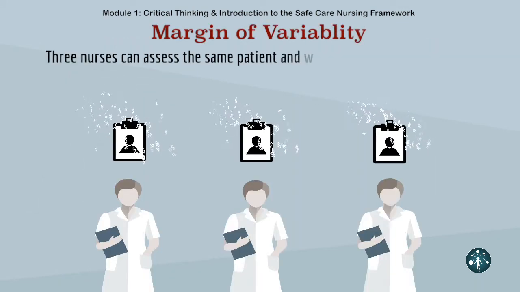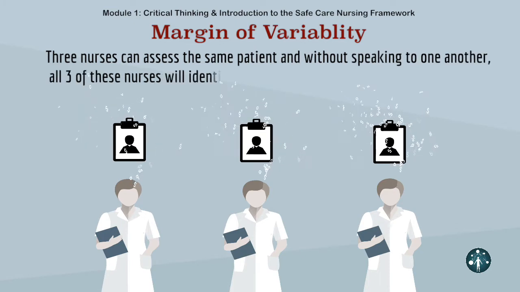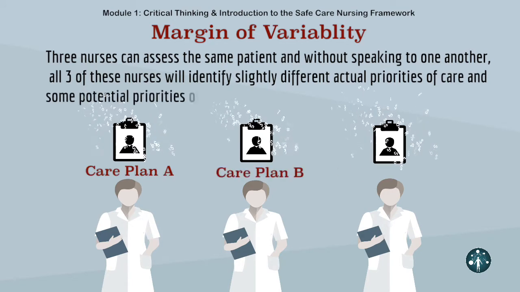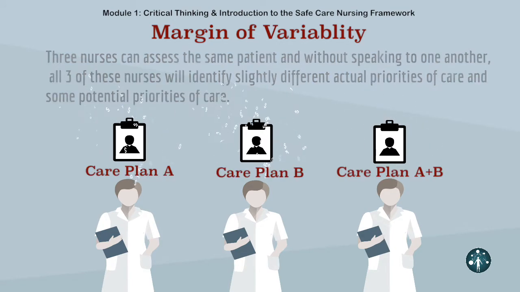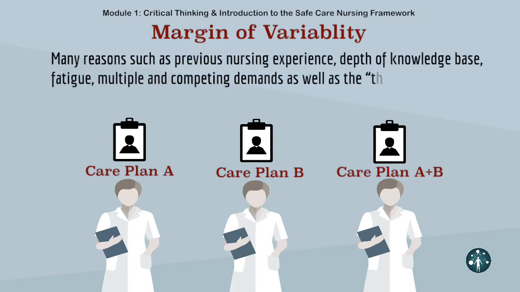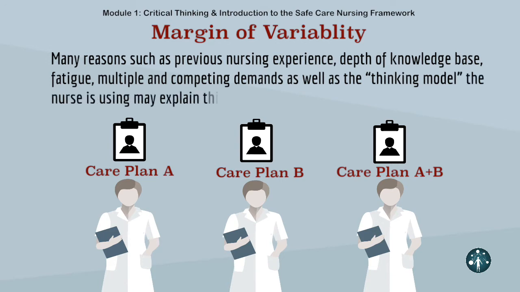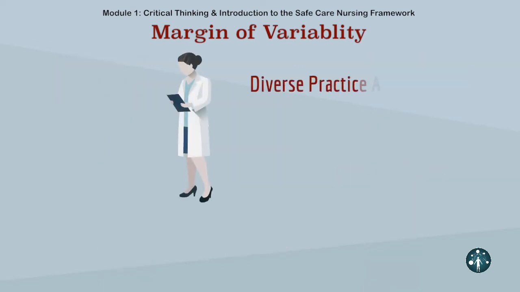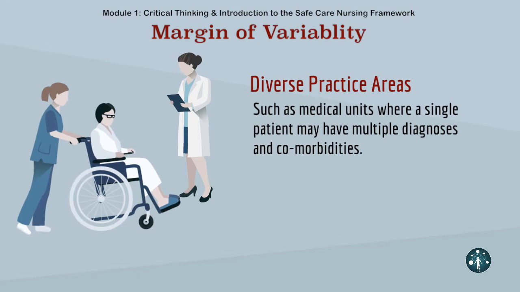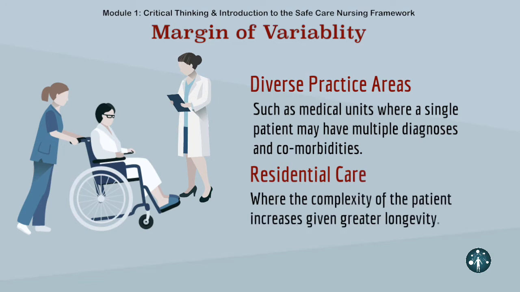3 nurses can assess the same patient, and without speaking to one another, all of these 3 nurses will identify slightly different actual priorities of care and some potential priorities of care. Many reasons such as previous nursing experience, depth of knowledge, fatigue, multiple and competing demands, as well as the thinking model the nurse is using may explain this variability. This is particularly true for diverse practice areas such as medical units where a single patient may have multiple diagnoses and comorbidities, and in residential care where the complexity of the patient increases given greater longevity.